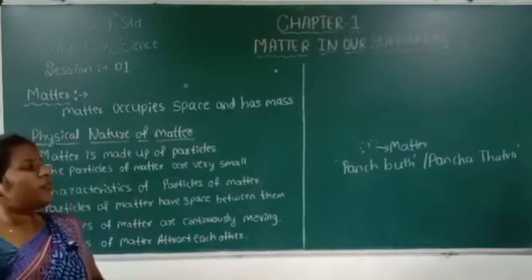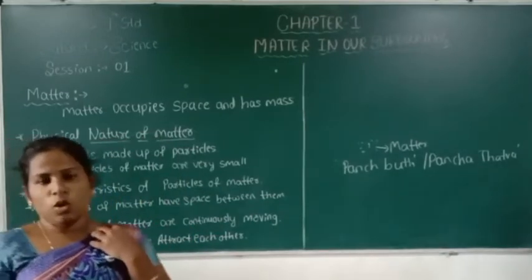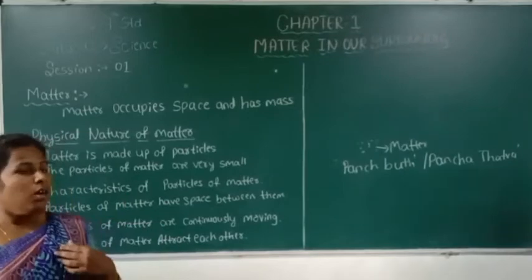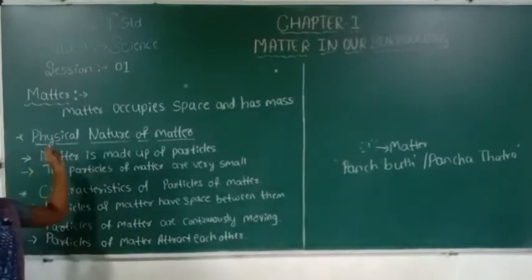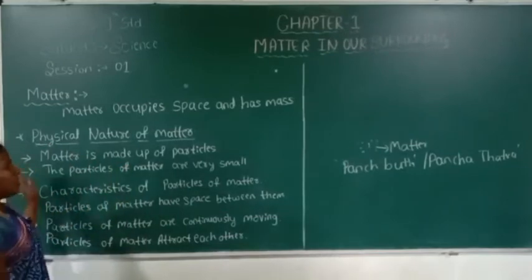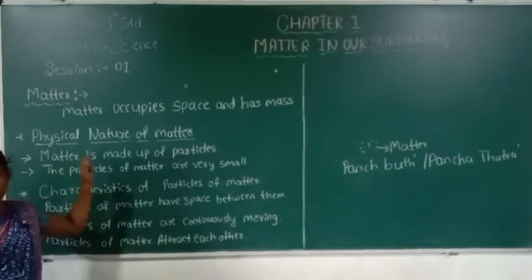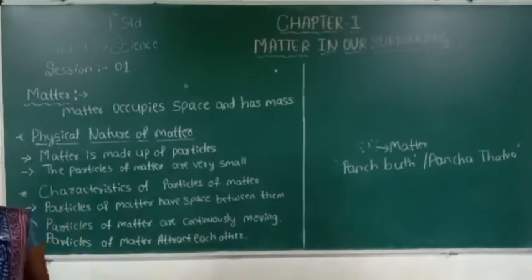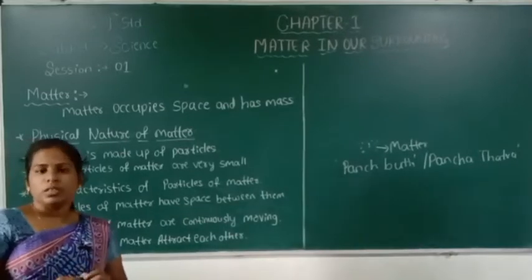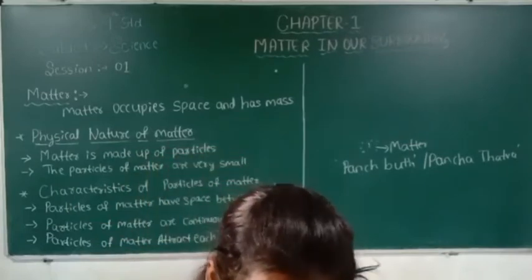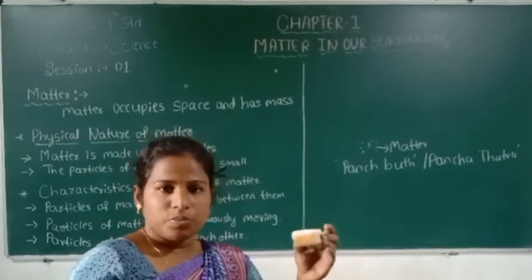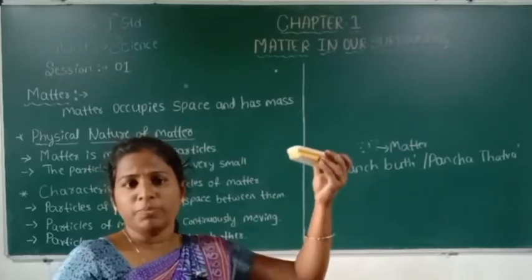On this basis, we see so many properties of matter. So what are the properties? First, they have some physical natures. The physical nature of matter: first, matter is made up of particles. As I told you, everything in the universe is made up of particles. This duster is also made up of some particles.